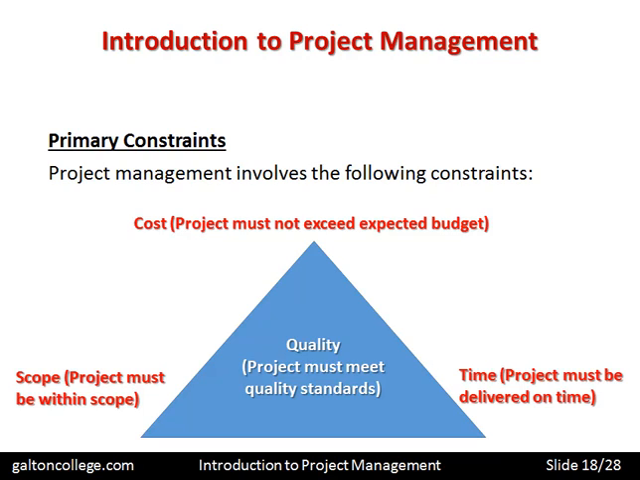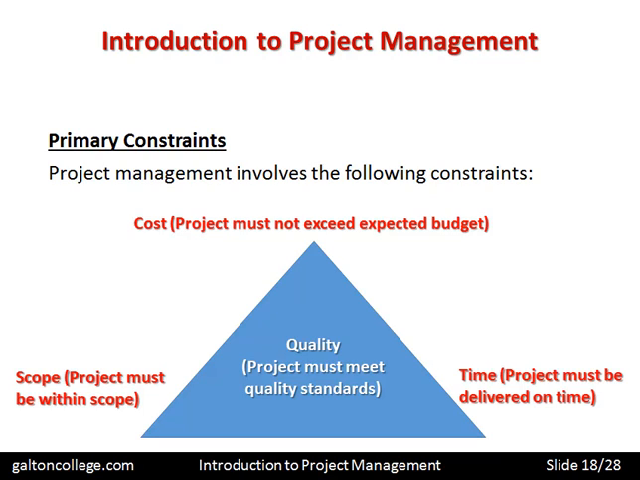Just to briefly use this diagram to show how these constraints work. Let's say, just for argument's sake, that the cost of the project increased for whatever reason. If the costs increase, in order to stay within budget, certain functions would have to perhaps be reduced. That may impair the quality of the product.